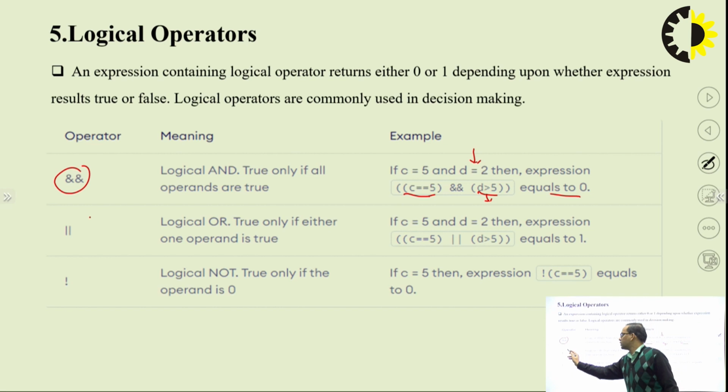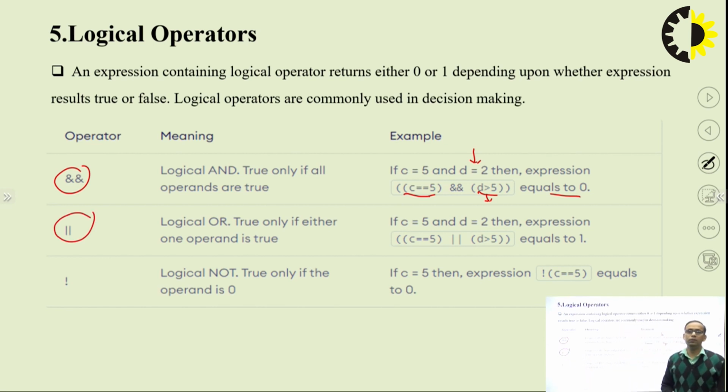Now this is the logical OR operator. The logical OR operator basically returns 1 if any one condition is satisfied. It means in the case of the OR operator, it is not necessary that both conditions should be satisfied to execute a particular block of statements. Suppose here there are two conditions: c is equal to 5, yes, this is true, and the value of d is 2 and d is greater than 5, no, this condition is not true. Only one condition is satisfied, so we can execute our statements on the basis of this condition only.